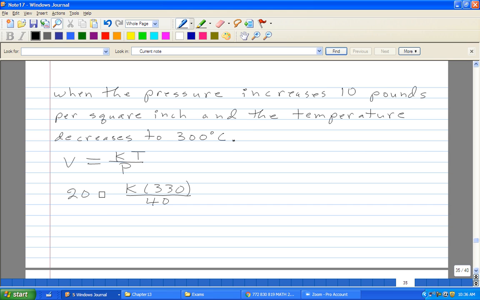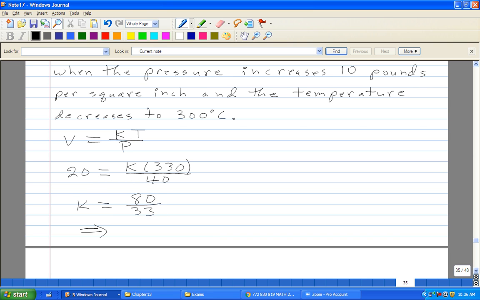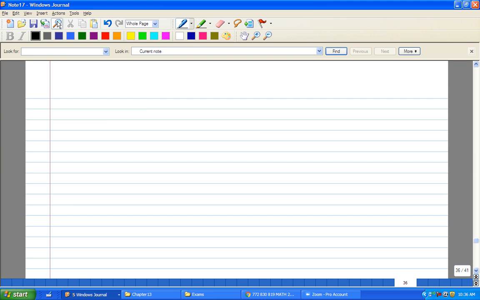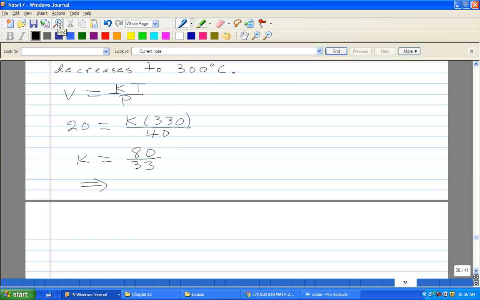Okay. So let's figure out what K is. Well, let's cross multiply. So I get 800 and then divide by 330. So 80 over 33. I cancel out the 10. So K is 80 over 33. So I guess I'll need that extra page. So I have that V is equal to K, 80 over 33.